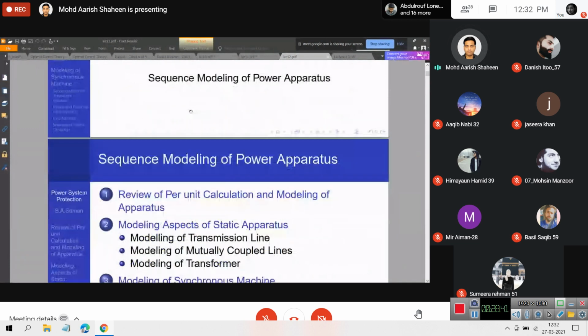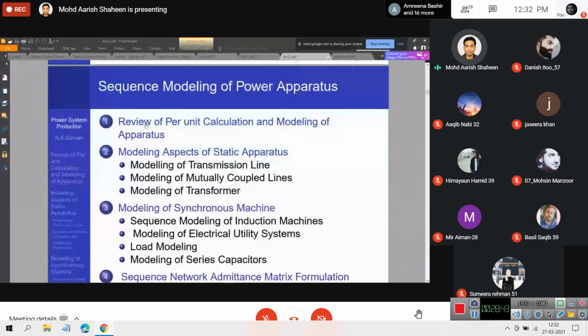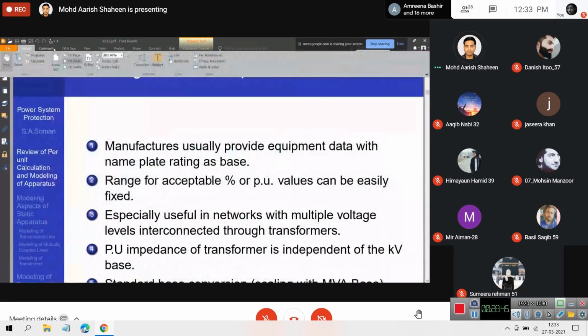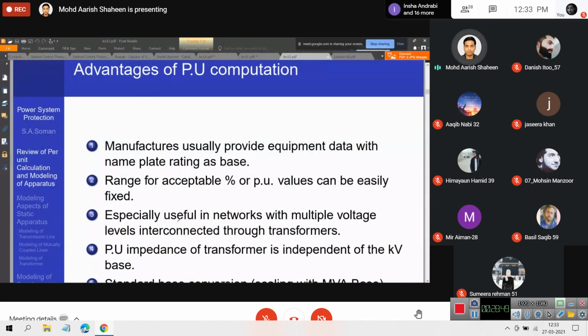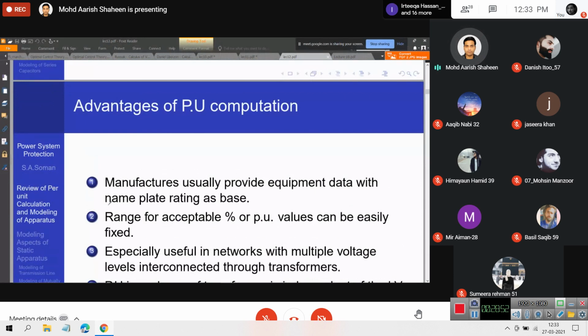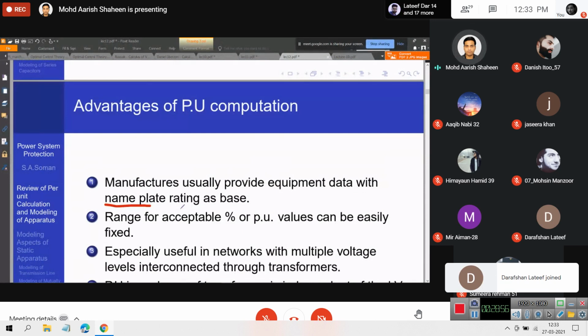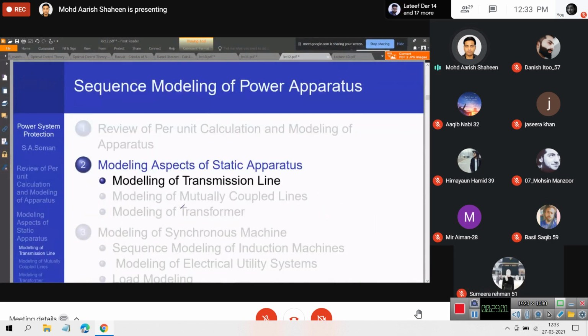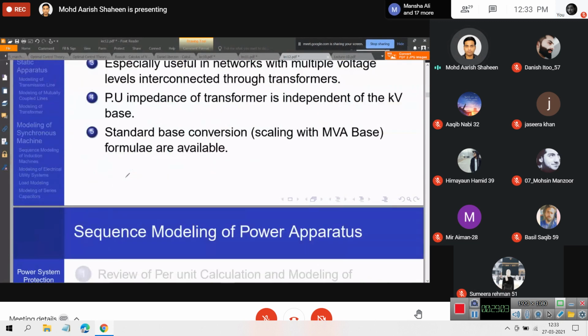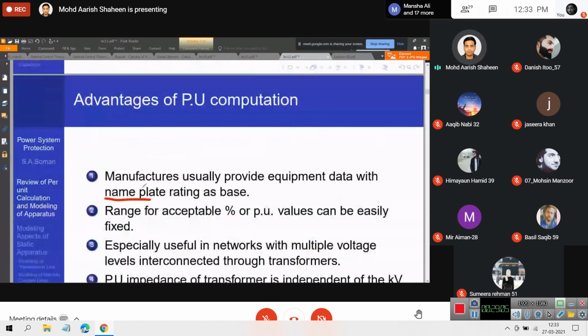Single sequence modeling of power system operators. The first part is basically a review of per unit calculations. One second. Okay, if you look at the nameplate of any machine, it can be a transformer, a circuit breaker, a motor, a generator, anything, it always comes with a nameplate. The nameplate basically lists all the important properties of the machine. So, for example, if you take the example of a nameplate of a transformer, what are the things that you are likely to see on it?